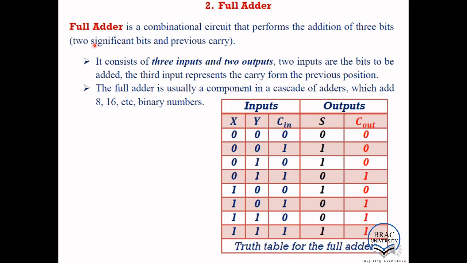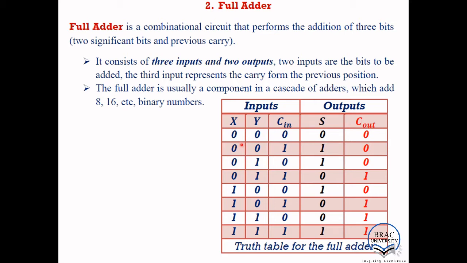Full adder. A full adder is a combinational circuit that performs the addition of 3 bits: 2 significant bits and a previous carry bit. It consists of 3 inputs and 2 outputs. 2 inputs are the bits to be added, and the third input represents the carry from the previous position. The full adder is usually a component in a cascade of adders which add 8, 16, etc. bit binary numbers. So we have 3 inputs, 2 input bits and 1 carry from the previous bit, and the output is 2 outputs, sum and carry.